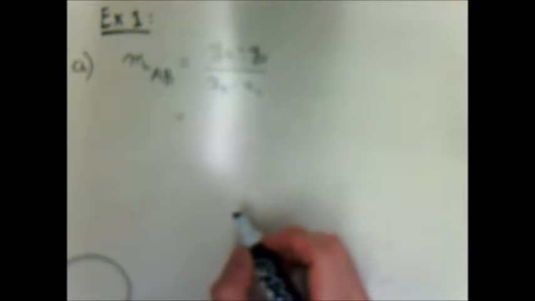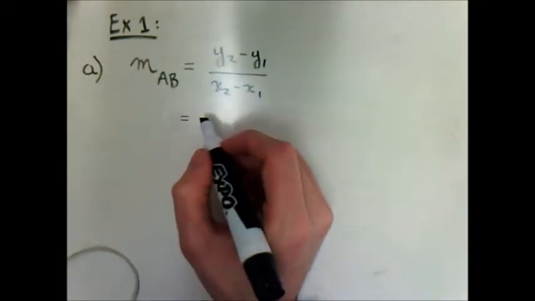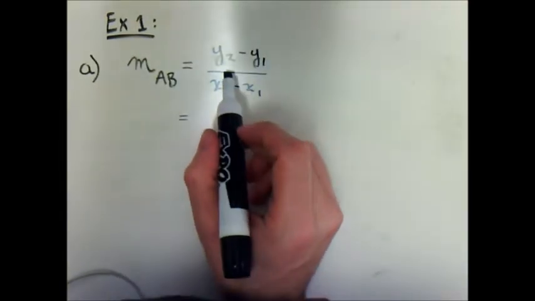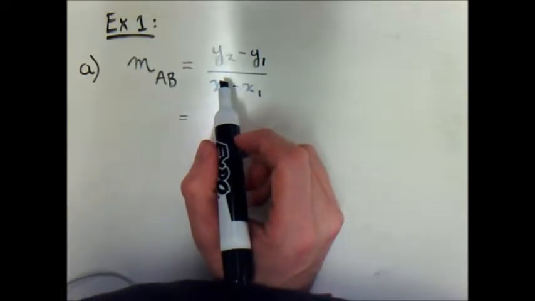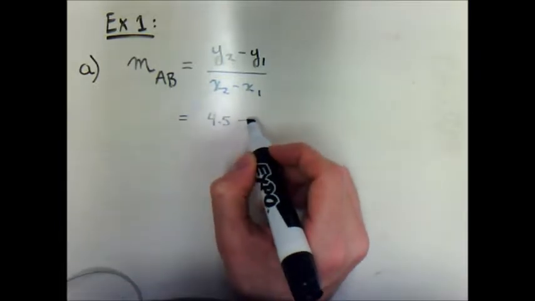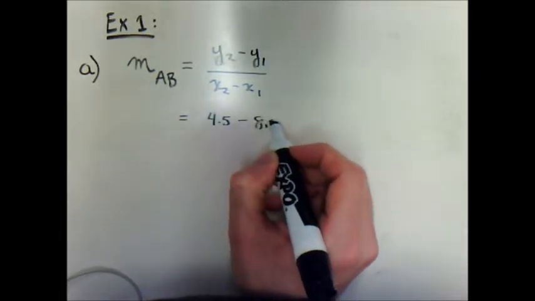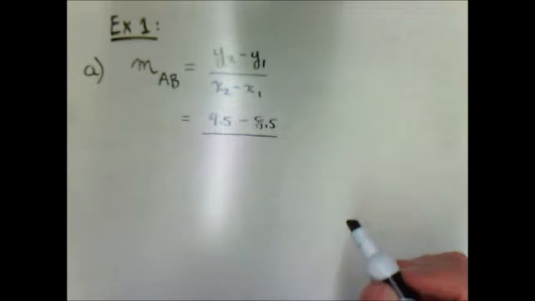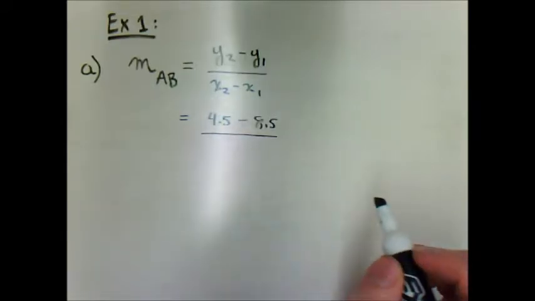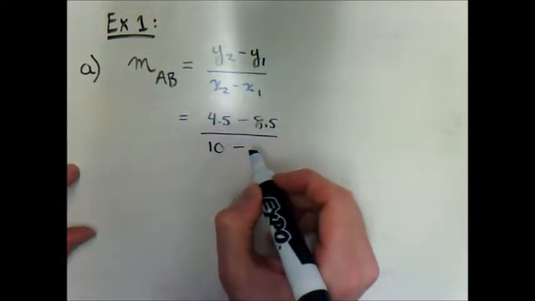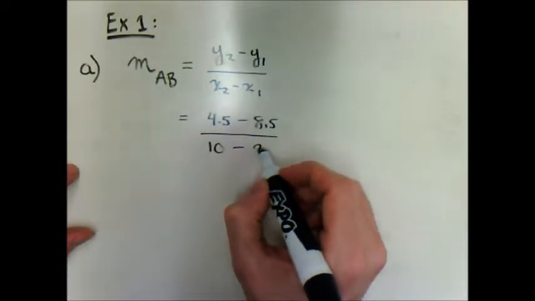And this is A. We're calculating the slope first of the line segment AB. Our points A and B are given to us, so we can sub those in, making sure that y2 comes from B and x2 comes from B. So we've got our y values, 4.5 minus y1, which is 8.5. That is the y coordinate of B. And then we have the x coordinate of B, which is 10, minus the x coordinate of A, which is 2.